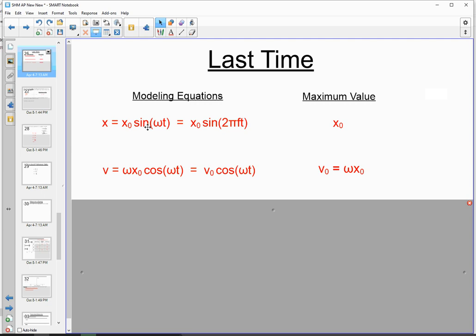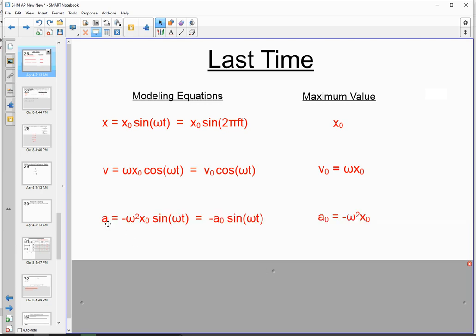So then we took the derivative of this function. The omega popped out front. We keep the x0 and sine turns into cosine. And we get v equals omega x0 cosine omega t. Keeping in mind that whatever is out in front is the biggest that this function can ever be, because when the cosine omega t is 1, the answer will be omega x0. Therefore, our maximum velocity will be omega x0.